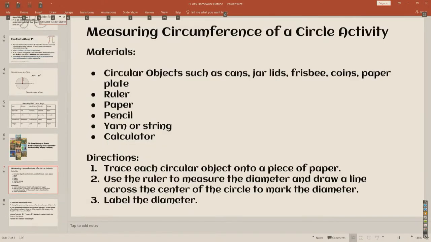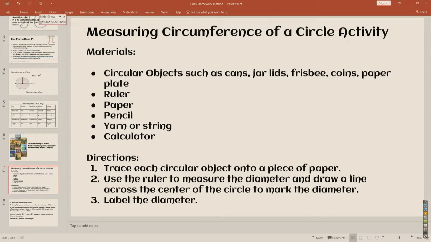Well, let's have some fun with measuring circles and measuring the circumference. And for those of you at home, you can gather these materials. I just gathered materials from around my house. So you want to find some circular objects, such as cans, jar lids, frisbees, coins, or paper plates, a ruler or a tape measure, paper, pencil, yarn or string, and a calculator.